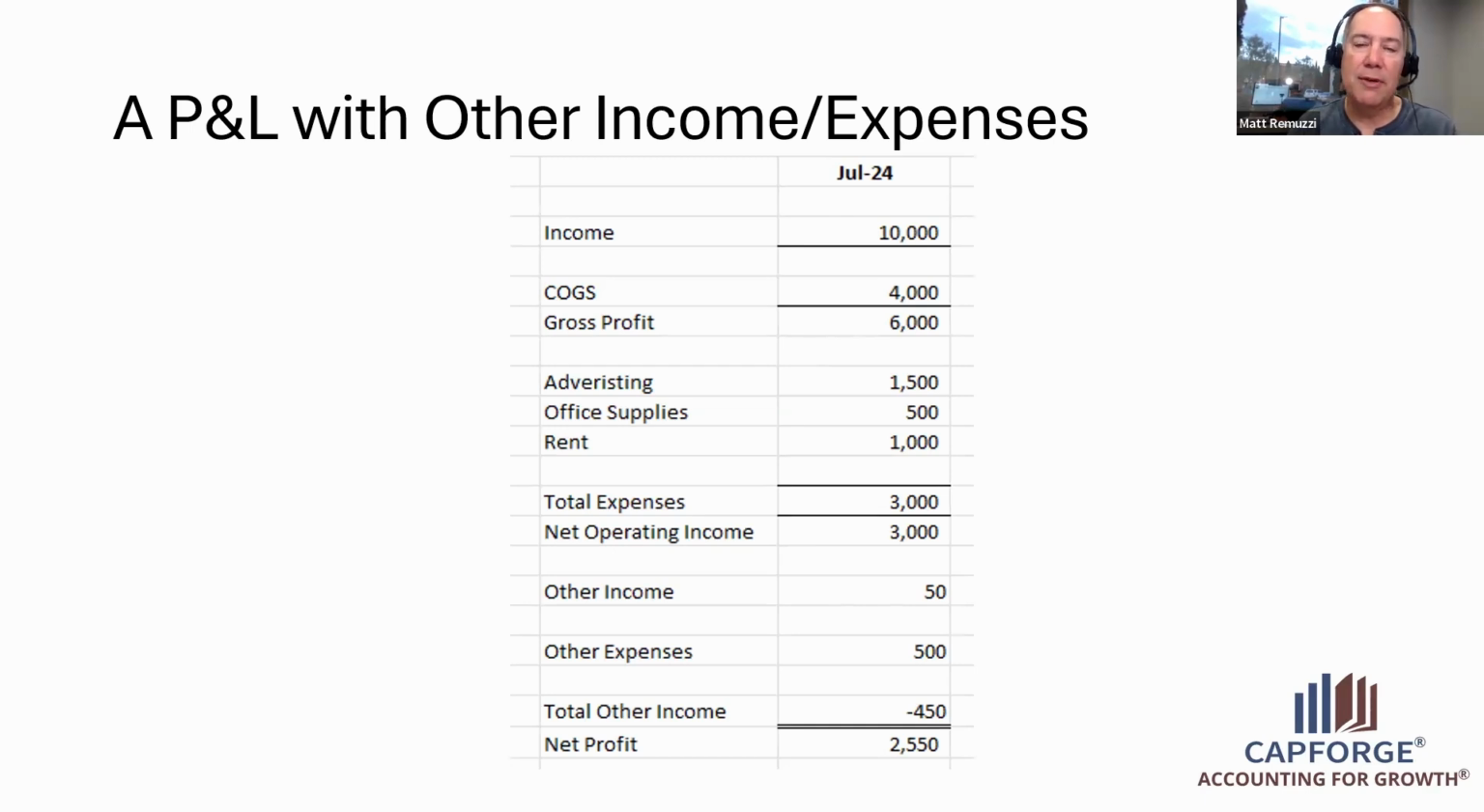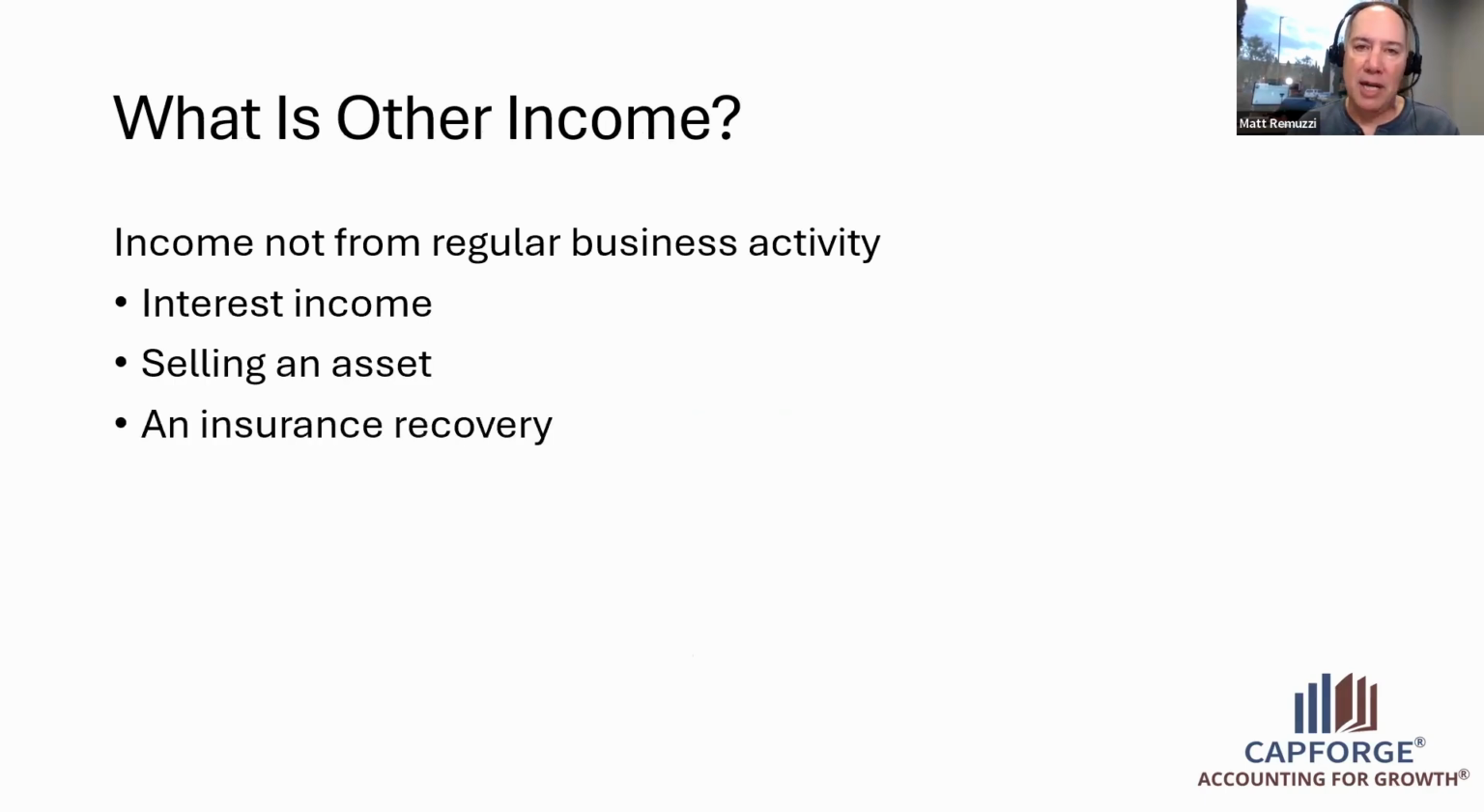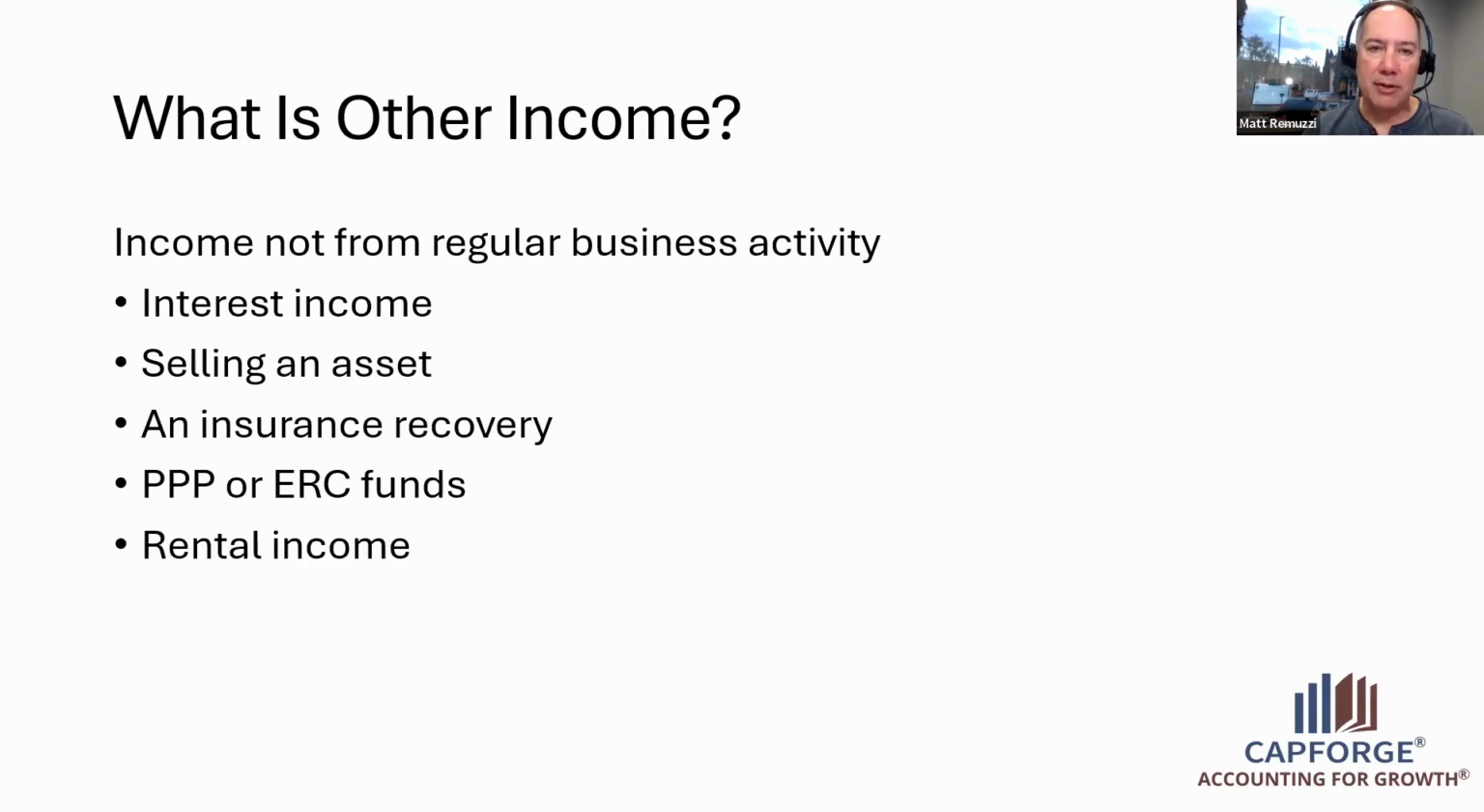Like we talked about before, it could be interest income, it could be income from selling a vehicle, and other expenses are those things that the business may spend as a result of something that happened in the business, but not in the normal course of business. So what is other income? Again, income not from a regular business activity. Things like interest income, selling an asset, if you got an insurance payout, or back when, most people are done with them now, but back when the government was giving out PPP loans or ERC loans that they were then forgiving, that was other income.